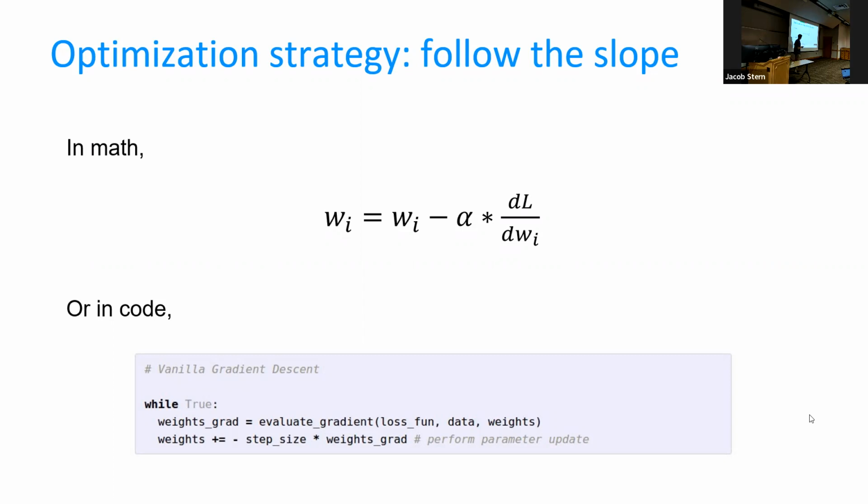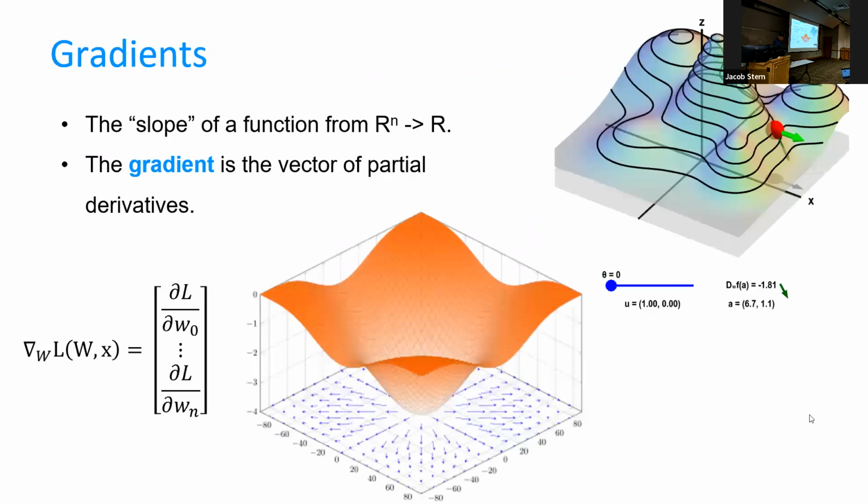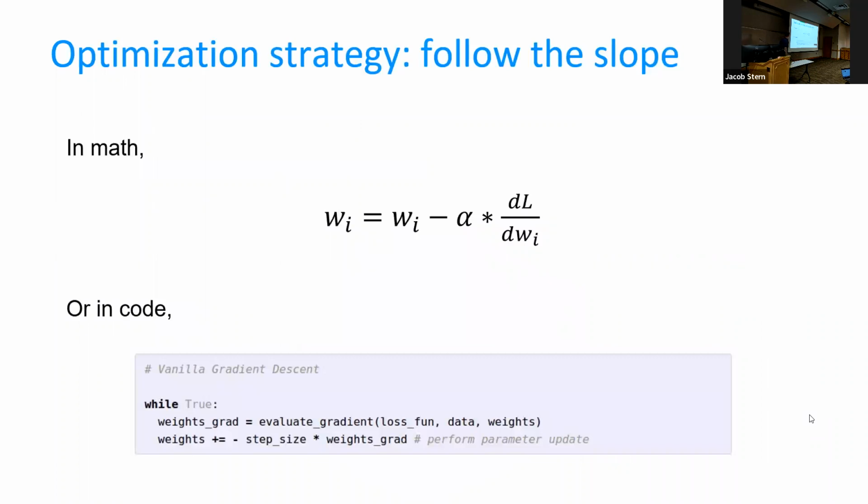And so you can imagine that as you do this, you will gradually take steps in a direction that causes your loss to go down until you end up, hopefully, at the minimum of your loss. So this is the math version, and then this is the version in code.